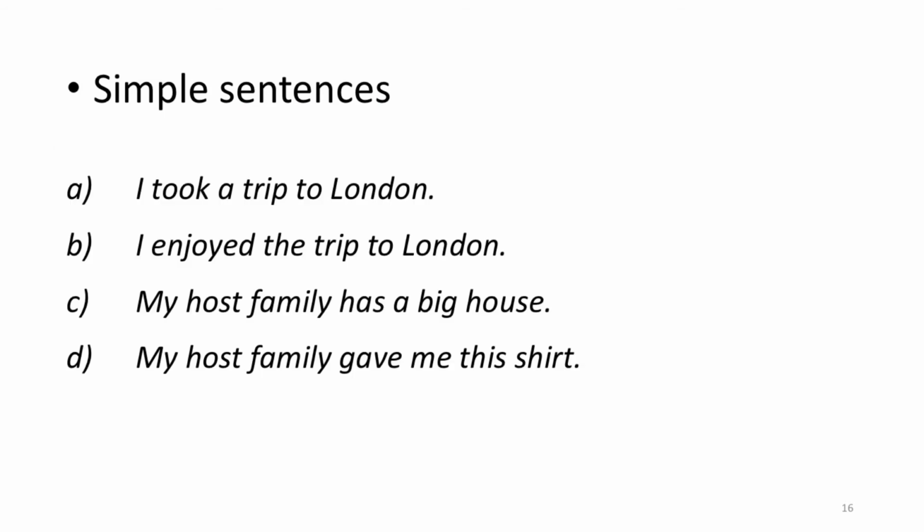And these are more examples of simple sentences. So sentence A, I took a trip to London. Sentence B, I enjoyed a trip to London. Sentence C, my host family has a big house. And sentence D, my host family gave me this shirt. These sentences are all simple sentences.